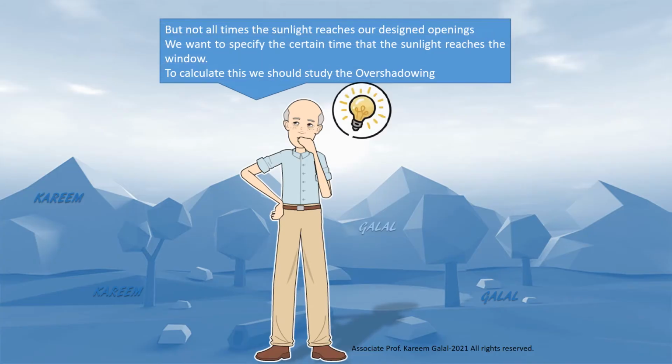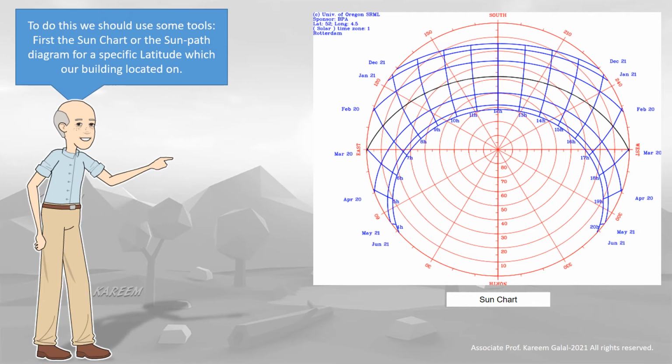But not all the time does the sunlight reach our designed openings. We want to specify the certain time that the sunlight reaches the window. To calculate this, we should study the overshadowing. To do this, we should use some tools.